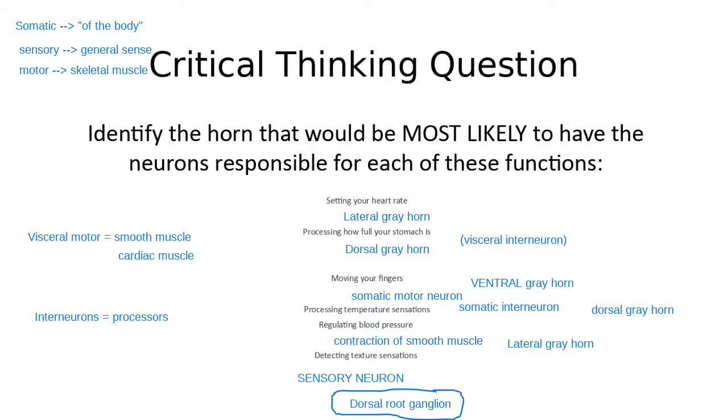Okay, so I'm looking at your question, Jacqueline. Yeah, in general, when we talk about motor neurons and sensory neurons, they will either be visceral or somatic. Those are the only two options that we have. There's no other kind.